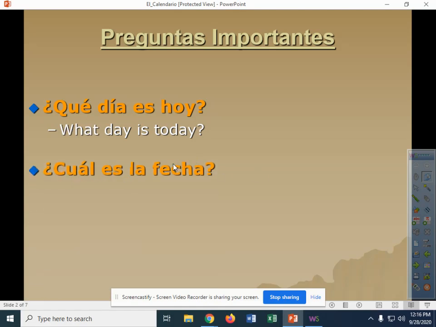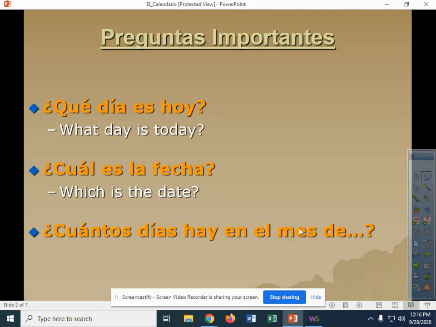¿Cuál es la fecha? Which is the date? Now that doesn't sound okay in English. So we can change this which to what? What is the date? That is fine when we translate. Sometimes we have to translate in phrases, and sometimes we have to either add one word or more or take out some words so our translations make sense.